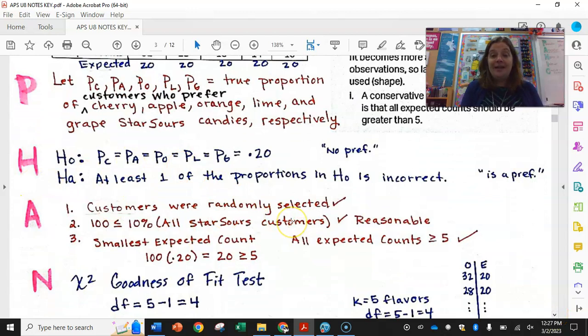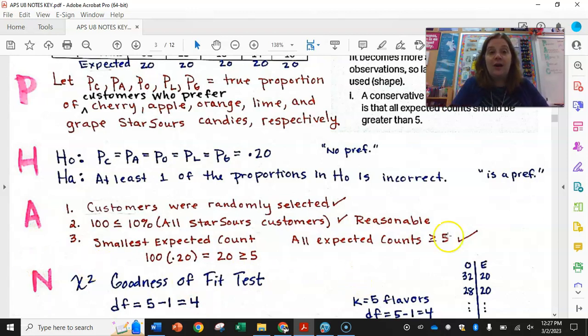So customers were randomly selected. True, stated in the problem. Is 100 less than 10% of all Star Sours customers? That is reasonable. Then the next thing I need to do is check the expected counts. Technically, you should check all the expected counts, but what we're going to do is check the smallest expected count. Since they're all 20%, they would all be the same.